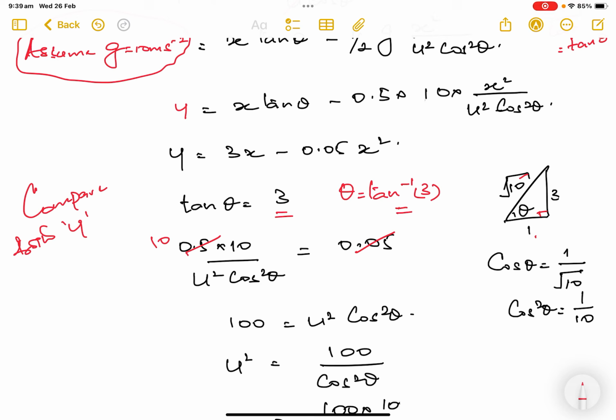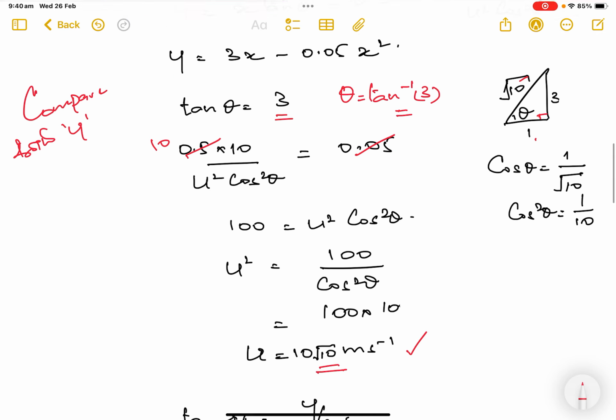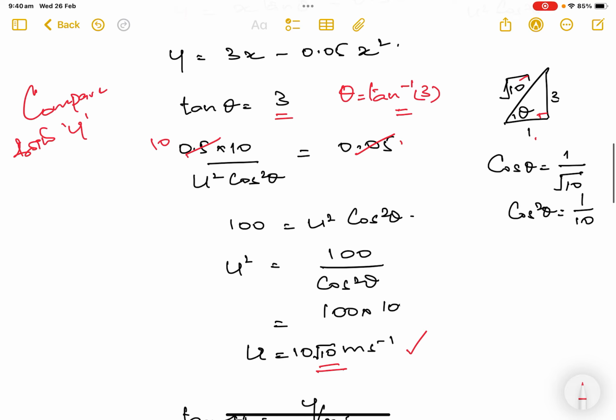Next, compare the x squared part. 0.5 times 10 is 5, so we have 5 x squared over u squared cos squared theta, and the coefficient of x squared in the given equation is 0.05, ignoring the minus. So 0.5 times 10 divided by u squared cos squared theta equals 0.05. Cross multiplying, this becomes 10 times 10, which is 100.